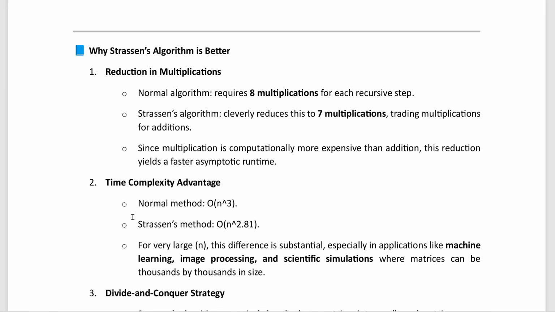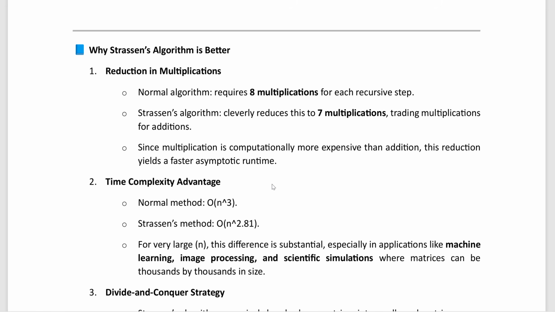Right. So why is Strassen's algorithm better? Because the number of multiplications gets reduced. The normal algorithm requires 8 multiplications for each recursive step, whereas Strassen's algorithm cleverly reduces the number of multiplications to 7, trading multiplications for additions. Since multiplication is computationally more expensive than addition, this reduction yields a faster asymptotic runtime, because the number of additions in Strassen's is large, but the number of multiplications is less.